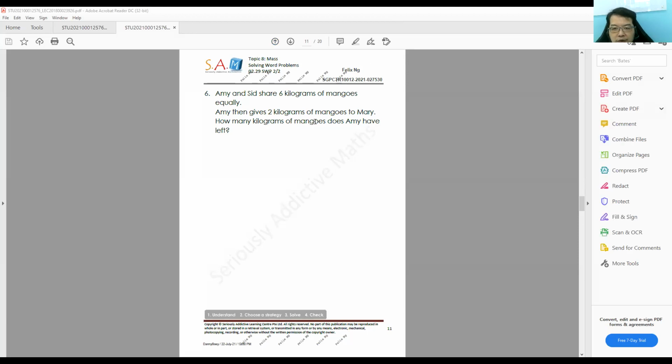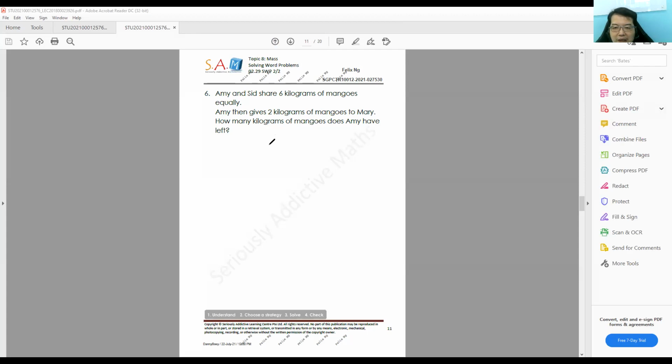Okay, now we'll move on to questions that involve a few operations. All right, let's look at this question. Amy and Sid share 6 kilograms of mangoes equally. Amy then gives 2 kilograms of mangoes to Mary, so something happened. How many kilograms of mangoes does Amy have? All right, so there are several steps.